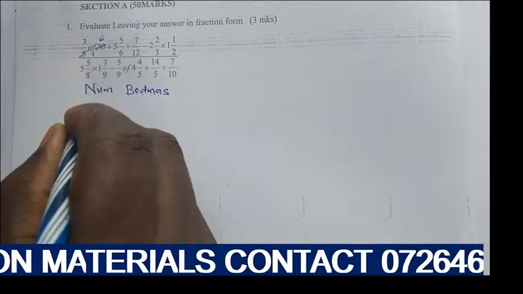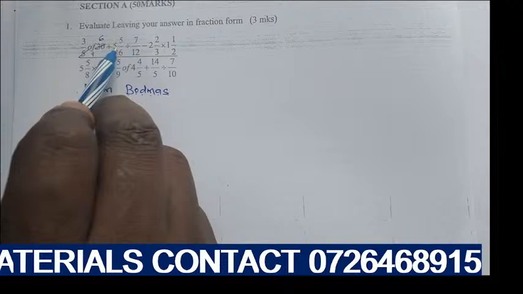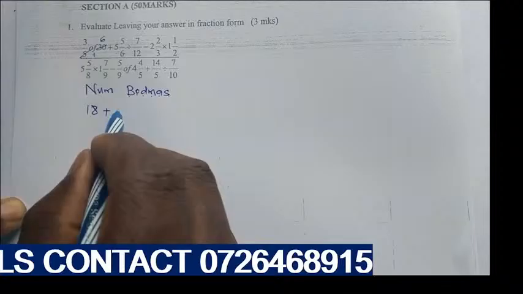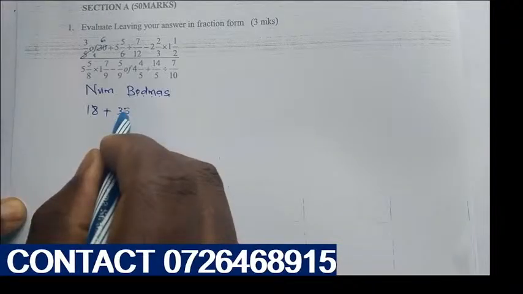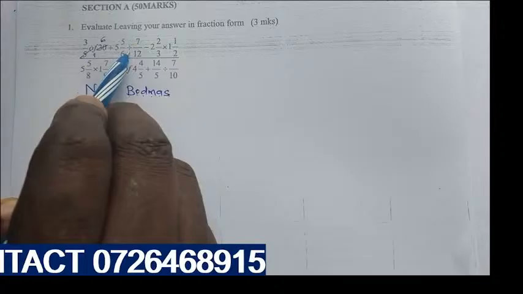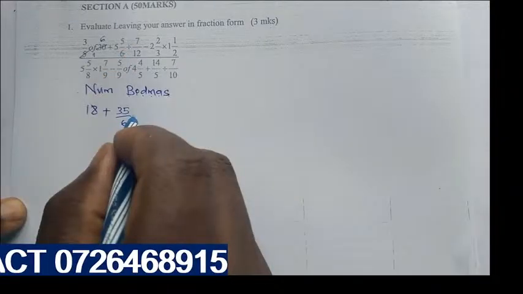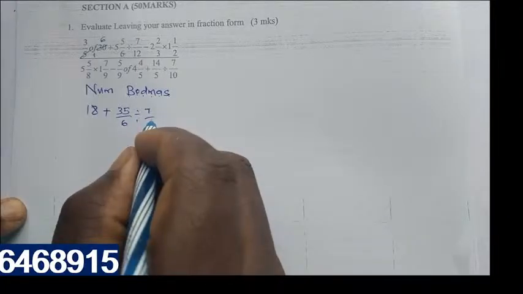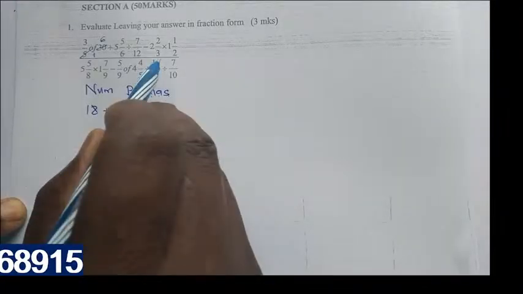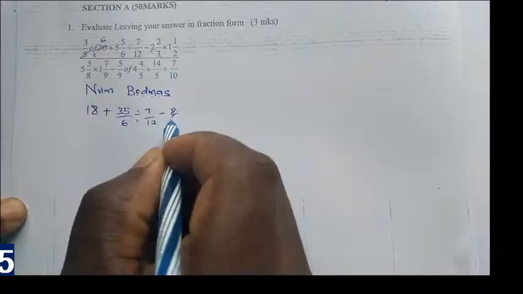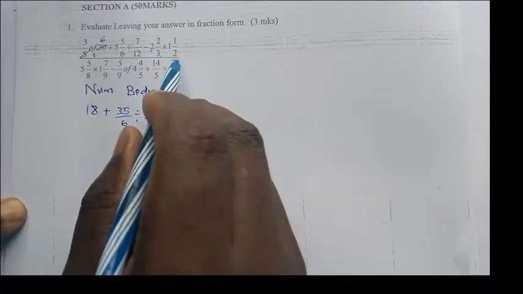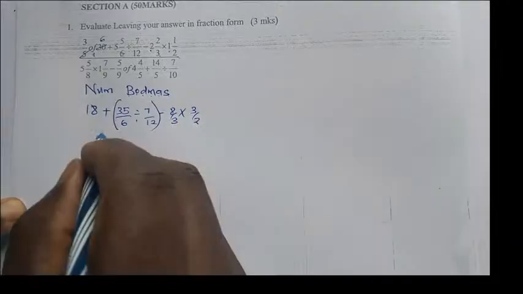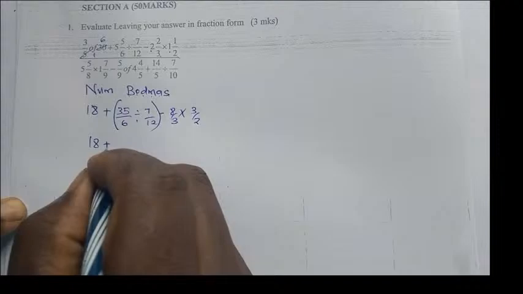So this one will be 18, change it into an improper fraction. 6 times 5 is 30, 30 plus this will be 35 over 6. Then this is a division, so we divide by, but before that, 7 over 12 minus this times this, 6, 8 over 3 times this times this, 2, 3 over 2. So the next one is this one. So this is 18 plus 35.